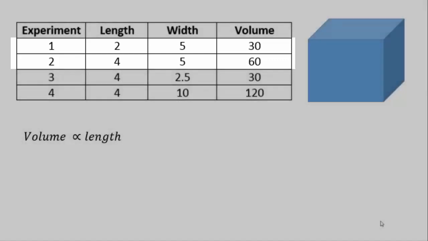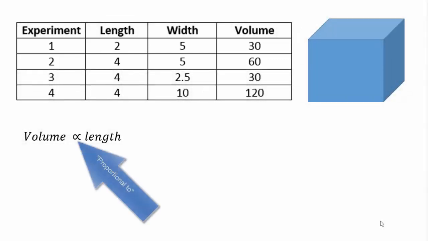So we can say that the volume must be proportional to the length. You double the length, you double the volume. Note this is not the same as saying it's equal to the length, it's clearly not, but rather that when we multiply the length by a factor, the volume gets multiplied by the same factor.